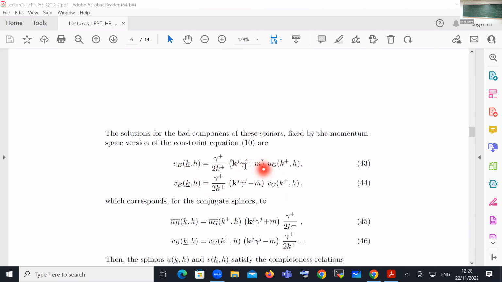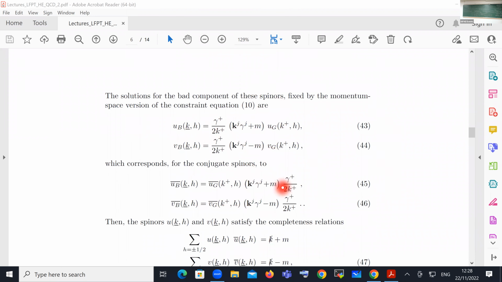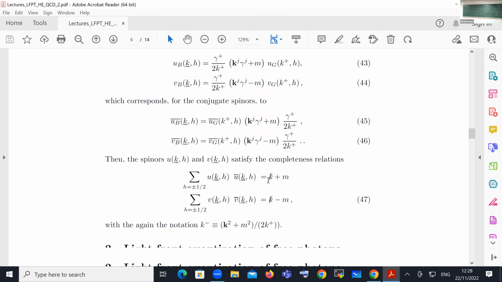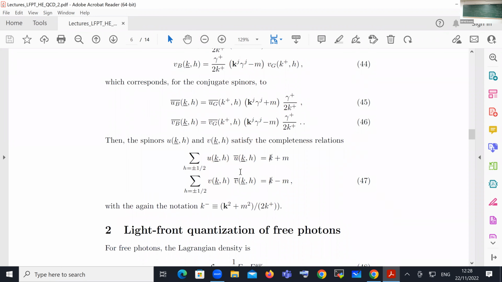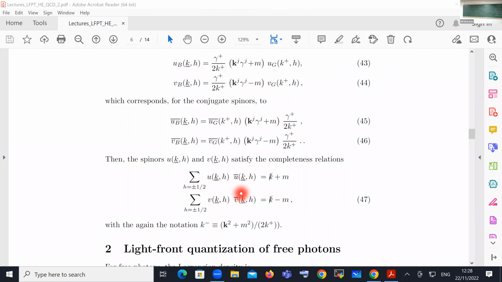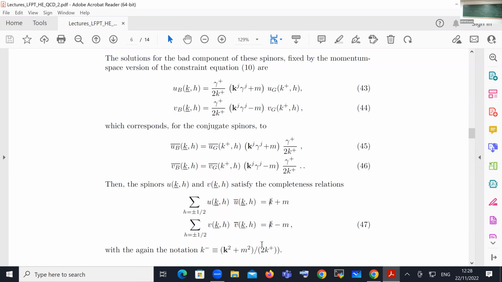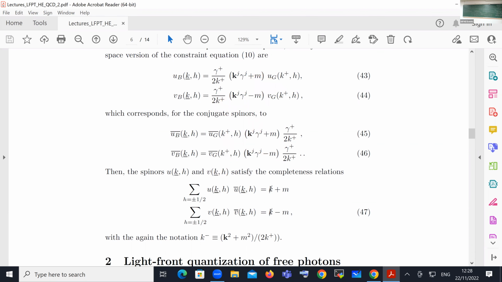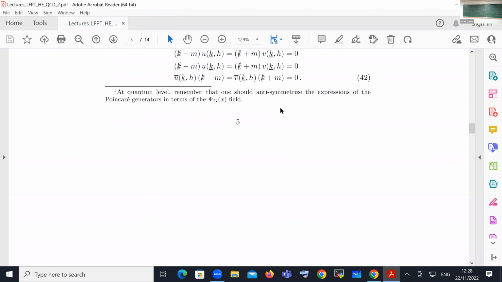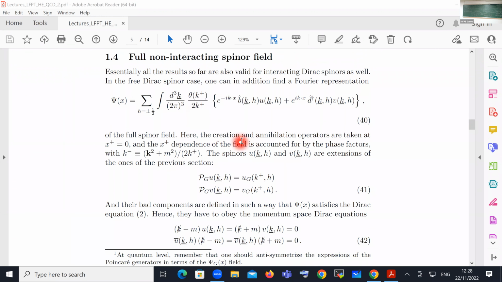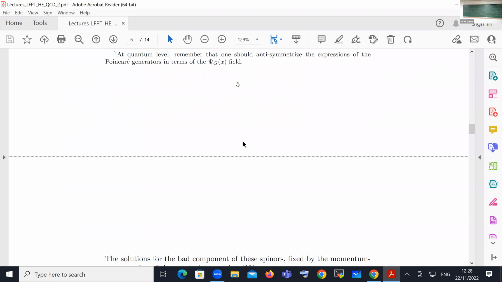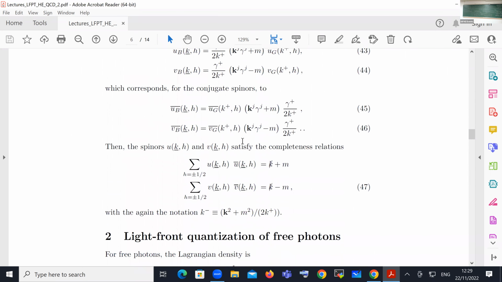So we get this for the spinors, and the conjugate of this equation will give you this. And then we have the usual completeness relation, now in terms of the 4-dimensional spinor vectors U and V, instead of the 2-dimensional ones I was showing you at the level of UG and VG. So that will be useful. This small section was specifically for a free field, but as we will see later, it will be quite useful when constructing QCD, for example, or QED.